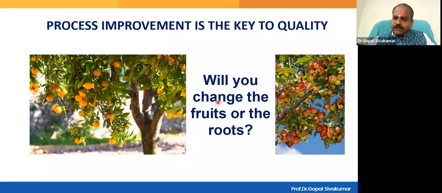So if you want to change the fruits, you work on the roots. Similarly, if you want to improve the business results, the roots are nothing but your business process. So process improvement is nothing but a 6 Sigma project, right?